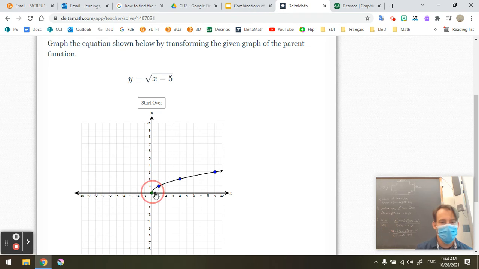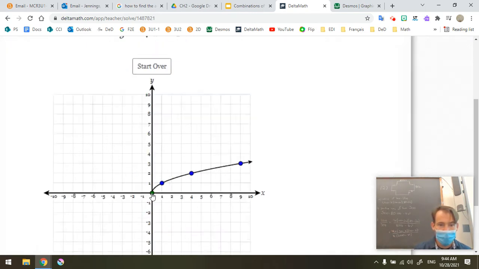I know that this will be a horizontal translation to the right by 5. The reason is x minus 5. If I had the point x is 5, notice 5 minus 5 is 0, so my output would be 0, so that's why it's moved over that way. I can go point by point and move my points, no problem. Here is a point in the parent function. Let me zoom in here.